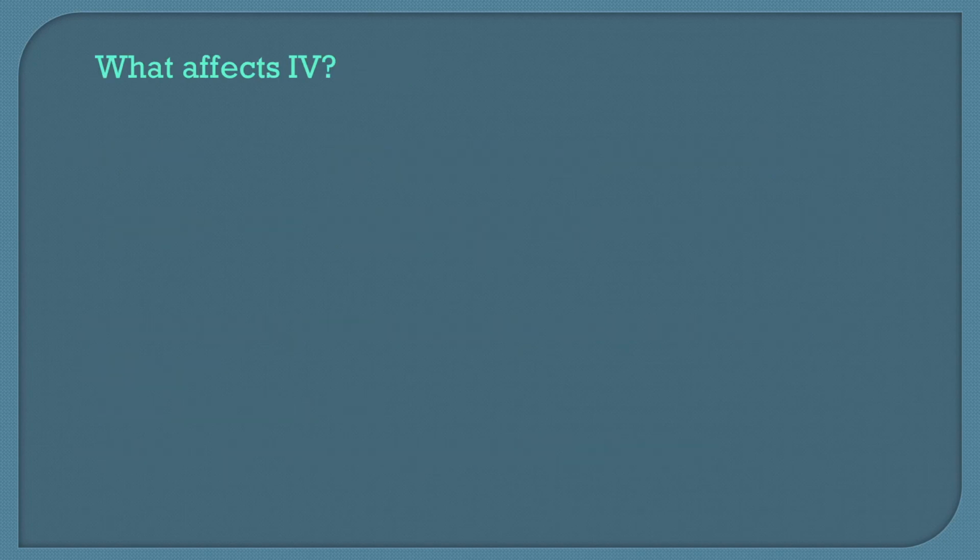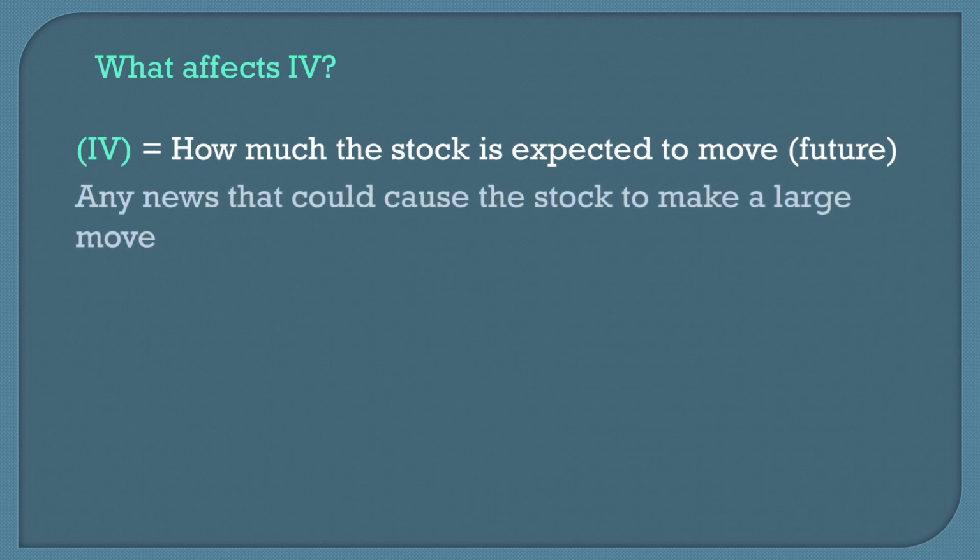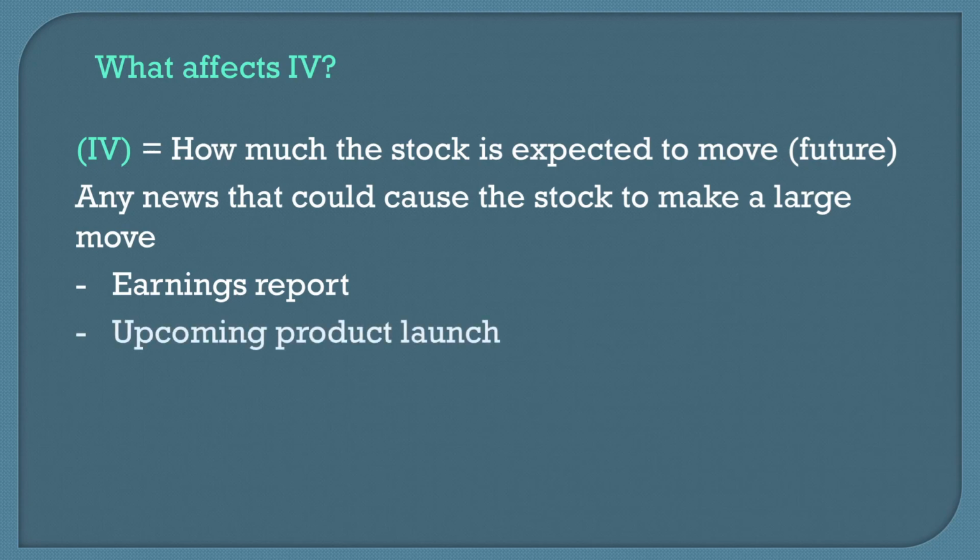So what are the factors that can affect IV? We know that IV tells us how much the stock could move in the future. So any news or future events that could cause the stock to make a large move during the duration of your option will impact implied volatility. For example, say the company is going to release an upcoming earnings report, or there is news of an upcoming product launch, or perhaps even rumors of any possible mergers or acquisitions. All these will impact implied volatility.